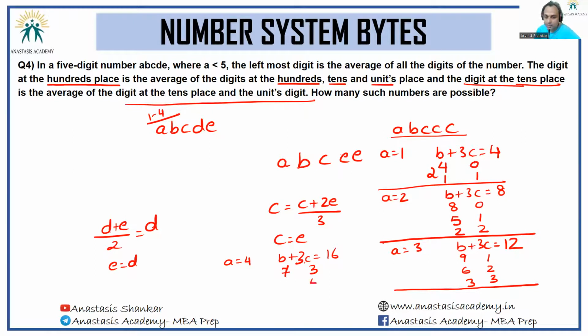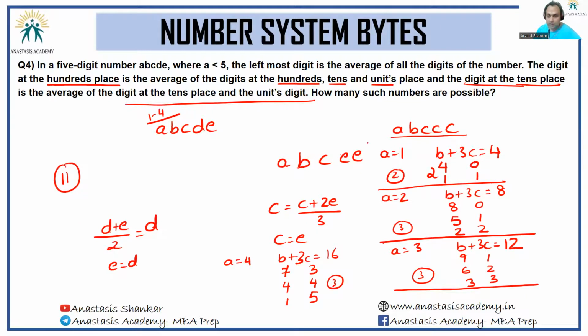When C is equal to 4, B is equal to 4. When C is equal to 5, B is equal to 1. And this is the entire list of possible cases that we can have. So we have 3 cases here. We have 3 cases here. We have 2 cases here. We have 3 cases here. Altogether, how many cases are we getting? We are getting 11 cases.